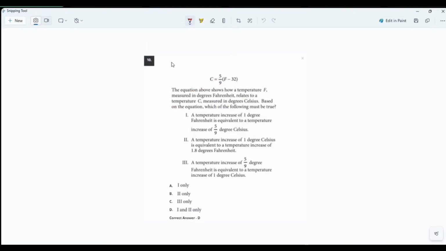The equation above shows how a temperature F, measured in degrees Fahrenheit, relates to temperature C, measured in degrees Celsius. Based on the equation, which of the following must be true? A temperature increase of 1 degree Fahrenheit.